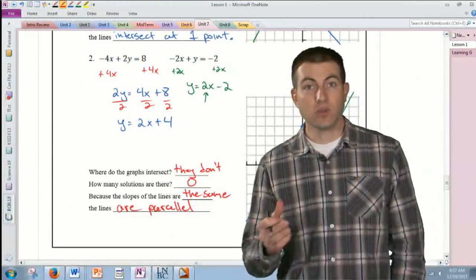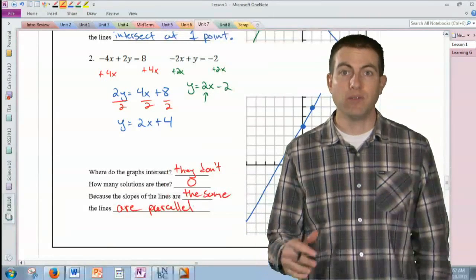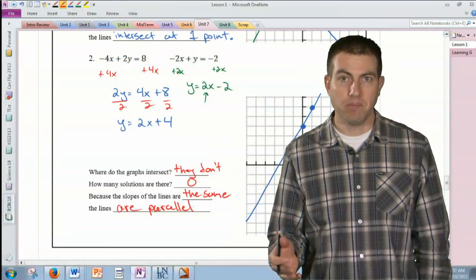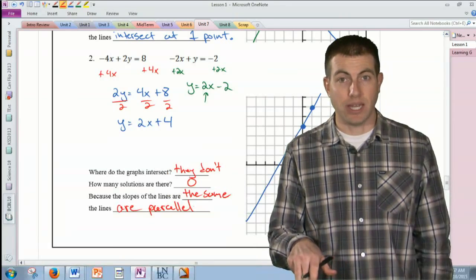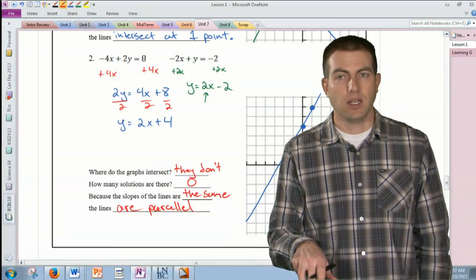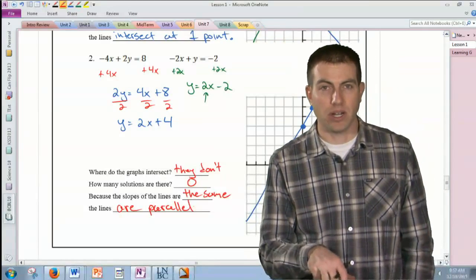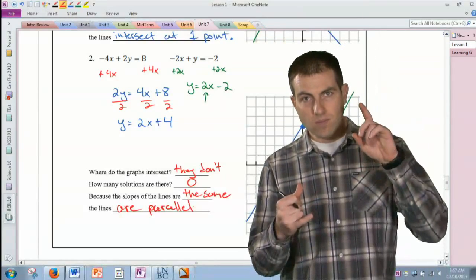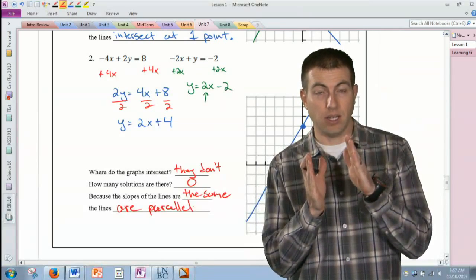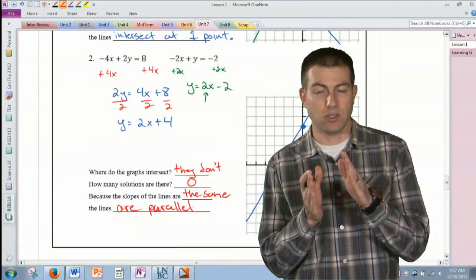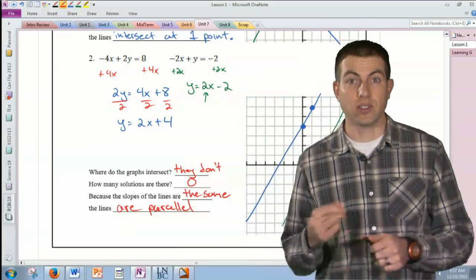So the easiest way to identify when this is going to happen is to look at the slope. If the slopes of my lines are the same, then I am going to possibly have 0 solutions. Can anyone maybe jump to the next possible scenario? We've had lines that intersect, so they have 1 solution. We have lines that are parallel, which will have 0 solutions. Is there anyone that can maybe think of the third scenario?